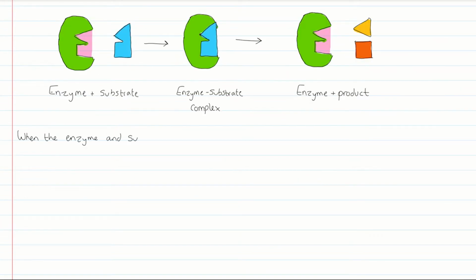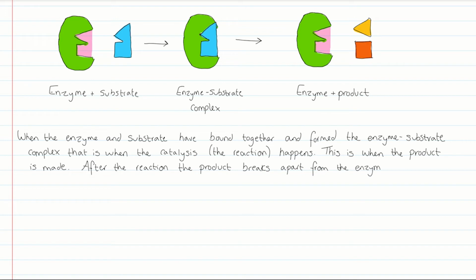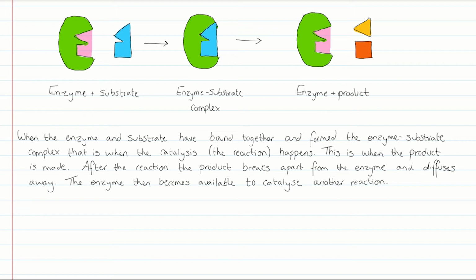When the enzyme and substrate have bound together and formed the enzyme-substrate complex, that is when the catalysis or the reaction happens. This is when the product is made. After the reaction, the product breaks apart from the enzyme and diffuses away. The enzyme then becomes available to catalyze another reaction.